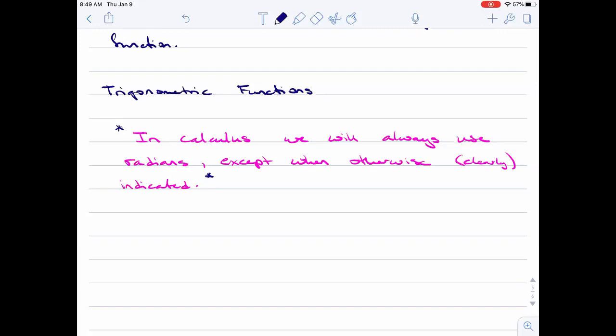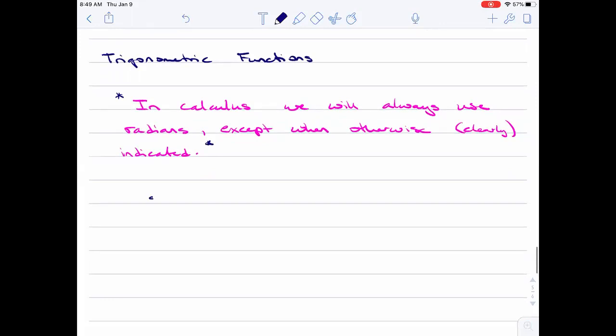So we're not going to talk too much about trig functions today because we will use them later. We'll talk about sine, cosine, and tangent, and the others are just inverses of those. So we'll talk more about those when we get into inverses.